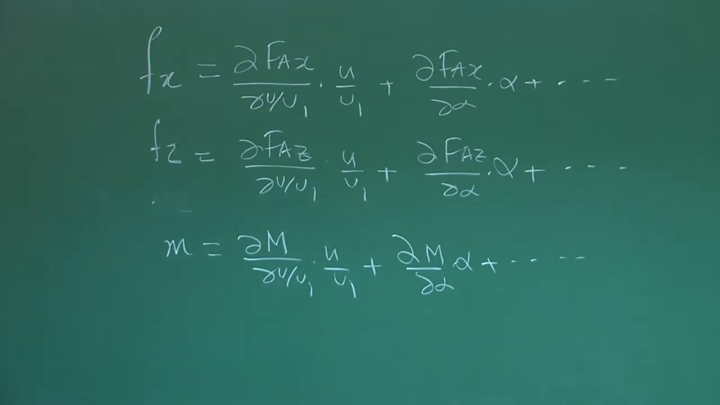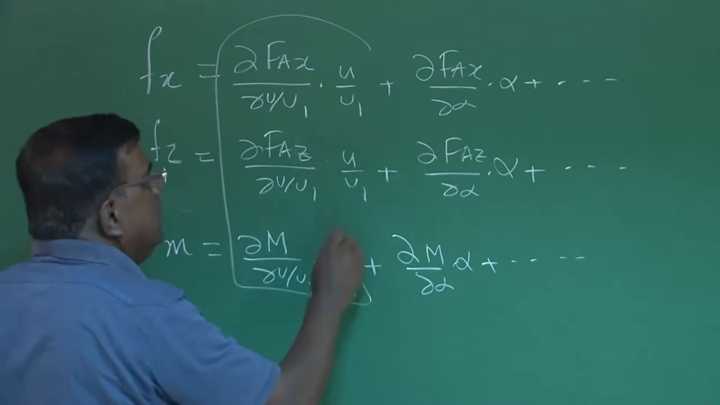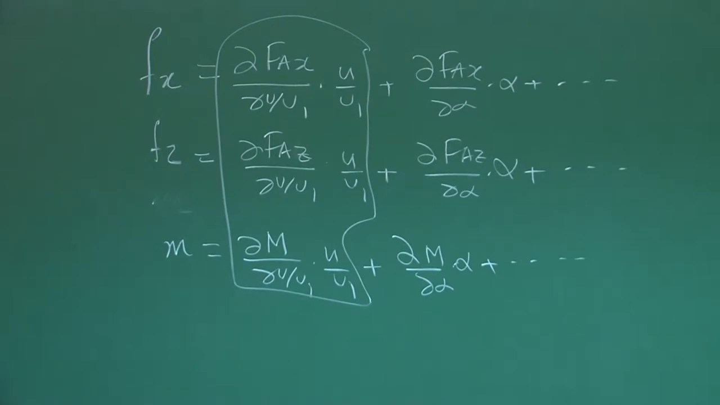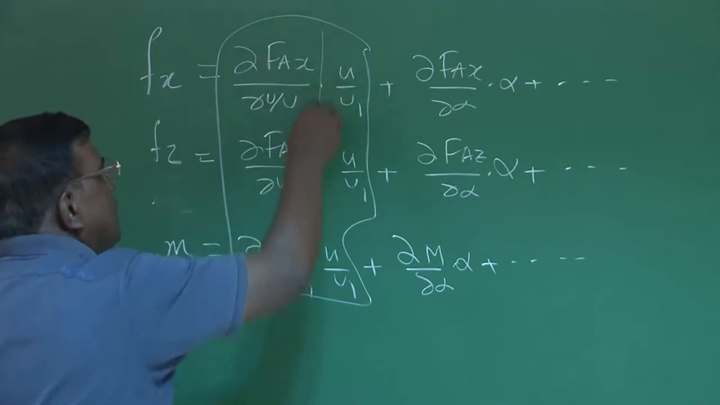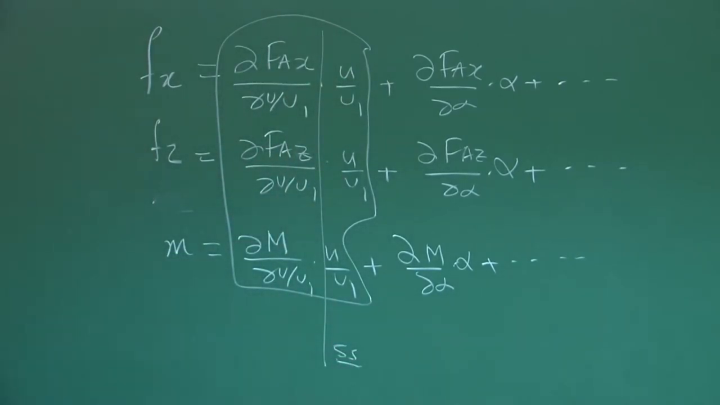We have so far completed these u derivatives. The expressions for u derivatives are known, and we realize that if I know the aerodynamic characteristics, then I will be able to find out the values of these derivatives, dF_Ax by d(u/u1), dF_Az by d(u/u1), dM by d(u/u1). And we also realize this has to be evaluated at steady state.